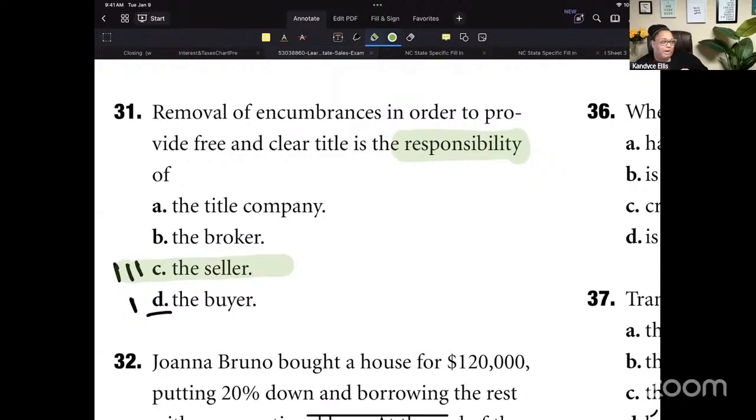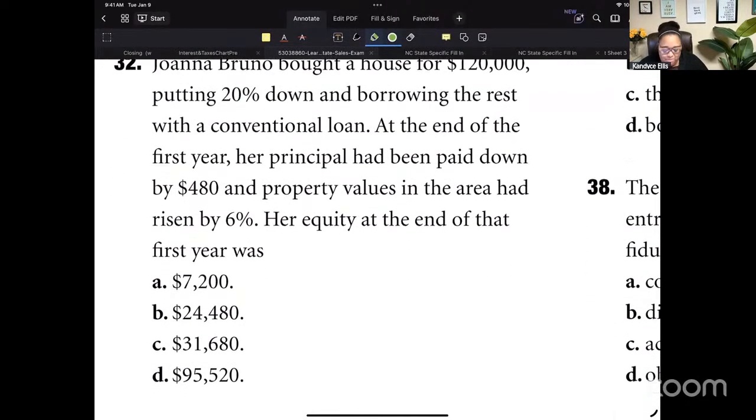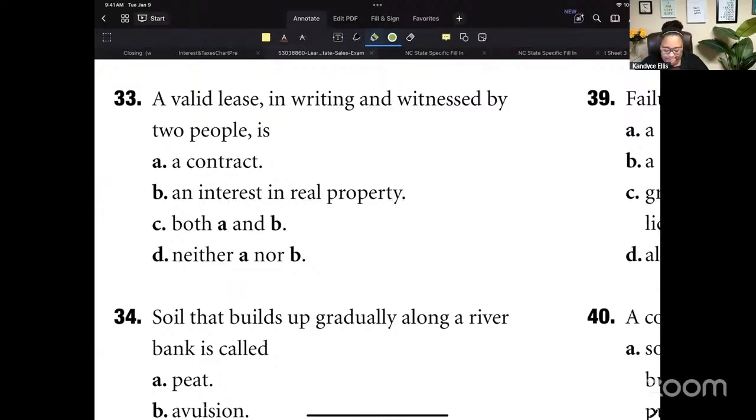Very good, everybody. I love it when you all get things right. We're not doing math. 32 looks like too much math.